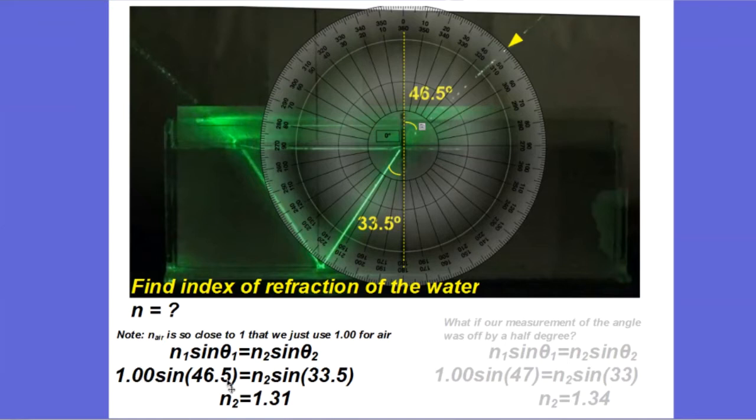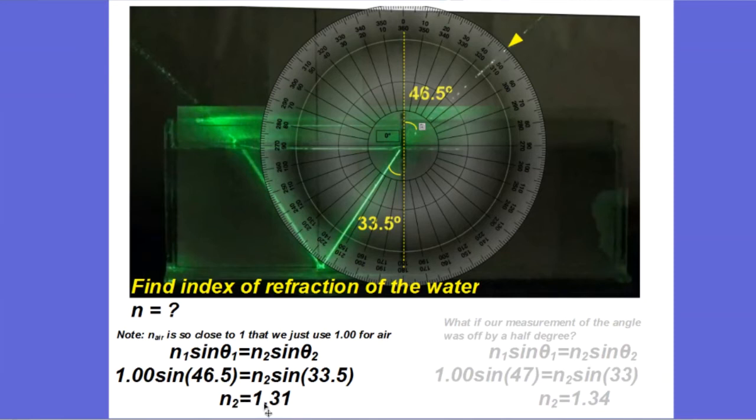The sine of our incident angle, and n2, the index of refraction of water. That's what I'm trying to find, so that's what I'm going to solve for. And there's my refracted angle, 33.5. So when I solve for n2, I get 1.31. You'll see in your textbook that the accepted value for index of refraction for water is 1.33.